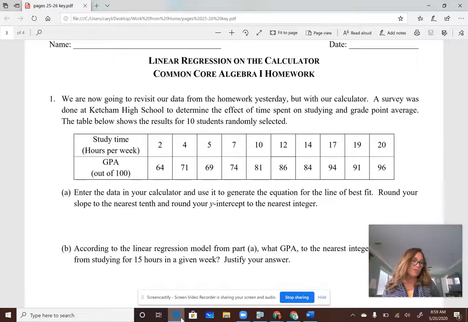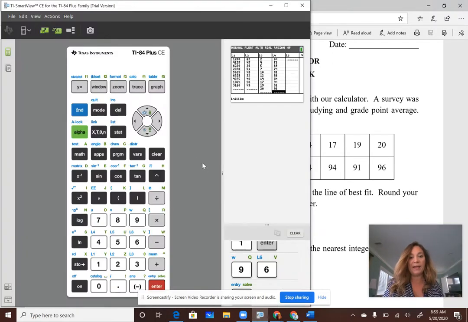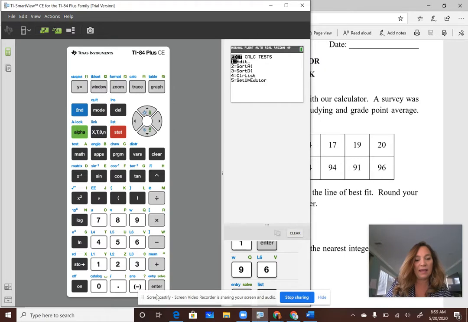Hi guys, we're doing the homework on pages 25 and 26, and you totally, definitely, absolutely need your graphing calculator, okay? All right, so we're going to do this using linear regression. So the first thing you want to do is get your calculator and type your data in by hitting stat and enter.